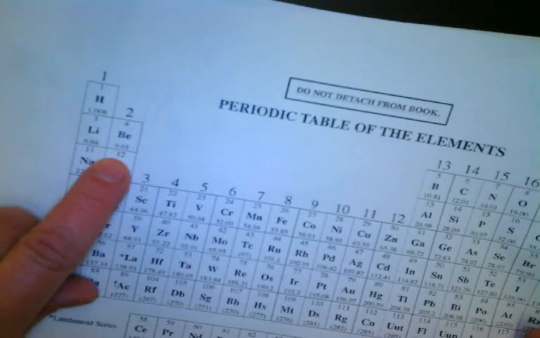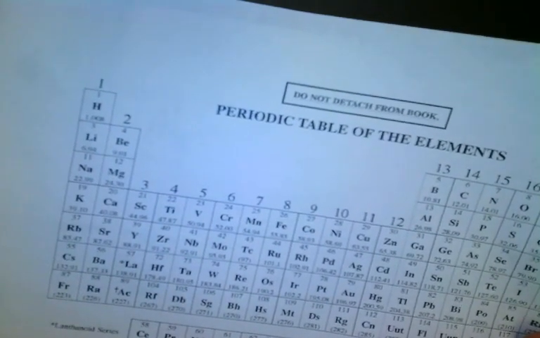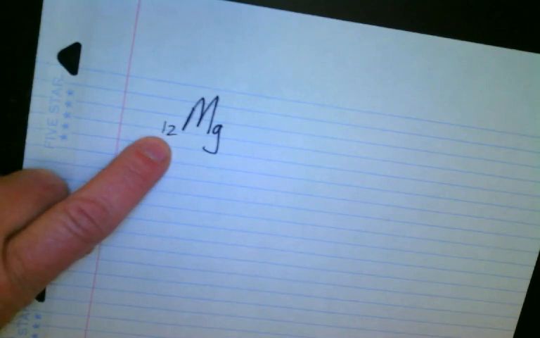Step 2, look up the atomic number. The atomic number of magnesium is 12. So that means I have 12 protons and 12 electrons. We're not working with protons because we know they're in the nucleus. We're placing our electrons, so that's what we're going to put right there. You always write the atomic number, no matter what you're doing, no matter what subject you're in, whether you're in biology or chemistry or physics, you always write the atomic number there.